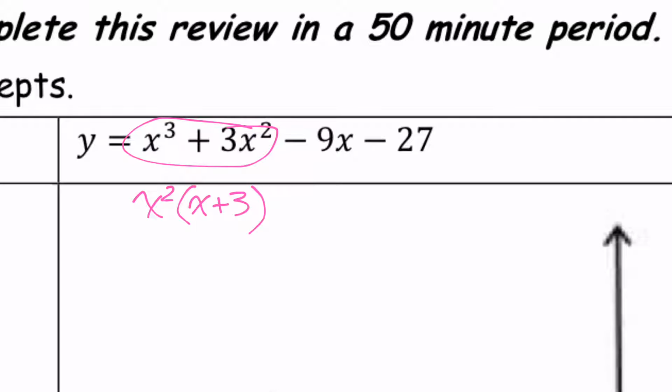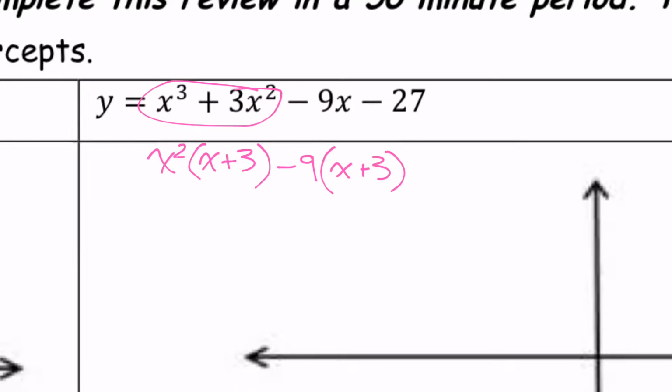Check it. X squared times x is x cubed. X squared times 3 is 3x squared, so we're good. Minus, let's pull a minus 9 out of the last two terms. We'd be left with x, again, plus 3, because 3 times negative 9 is negative 27, and x times negative 9 is negative 9x. So we have started our factoring by grouping, and now we need to pull an x plus 3 out of both terms.